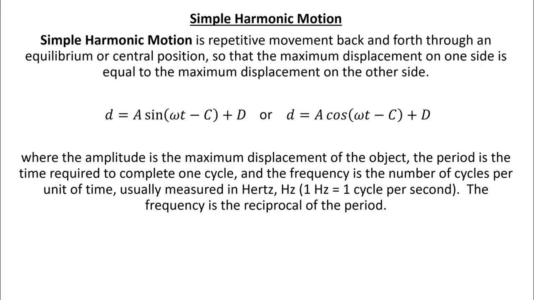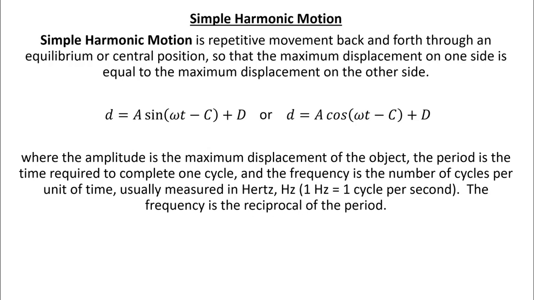All right, in this video, we're going to talk about simple harmonic motion. And simply put, simple harmonic motion is just a repetitive back and forth movement through an equilibrium or a central position. And for it to be simple harmonic motion, the maximum displacement on one side of the equilibrium has to be equal to the maximum displacement on the other side. So there are other forms of harmonic motion where the displacement on one side of the equilibrium is not equal to displacement on the other side of the equilibrium.